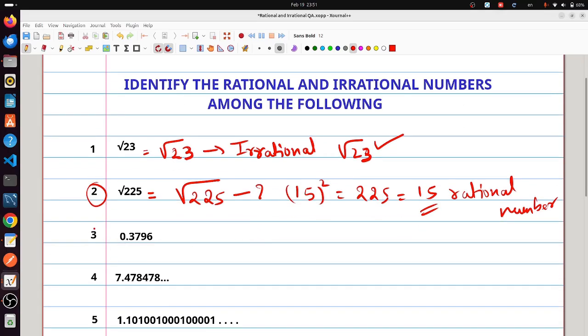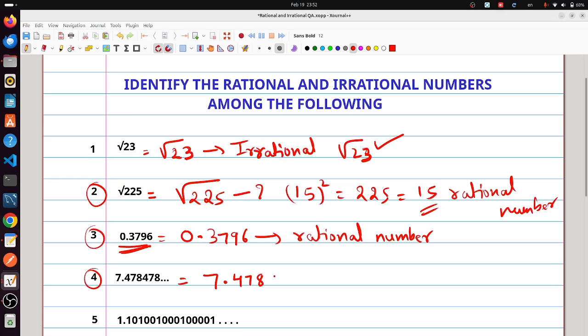Third one, we can look into the third one, 0.3796. This is terminated. Remember guys, this is terminated. A terminated decimal is always a rational number. I have just told that a terminated decimal is always a rational number. If it is non-terminated, then it should repeat. That's it for rational.